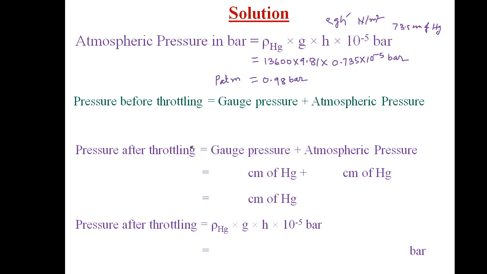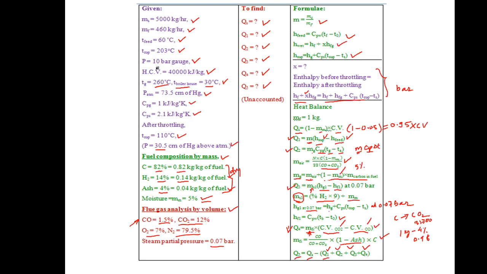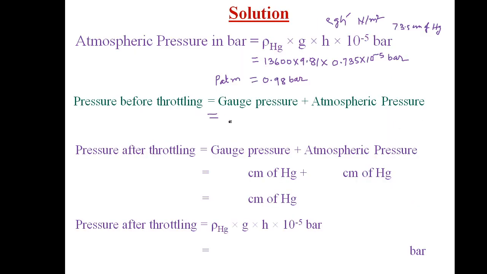Then the pressure before throttling we have to find out. The gauge pressure is already given in the problem: the gauge pressure is 10 bar. 10 plus 0.98 works out to be 10.98 bar. So this is the absolute pressure of steam before throttling.